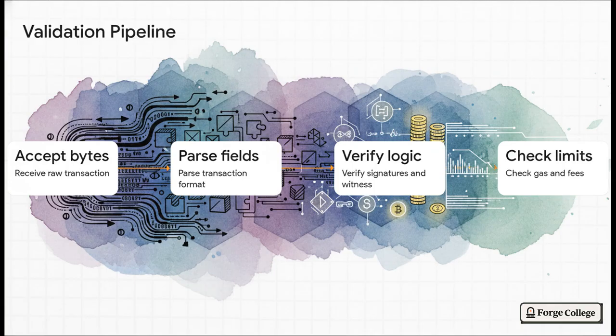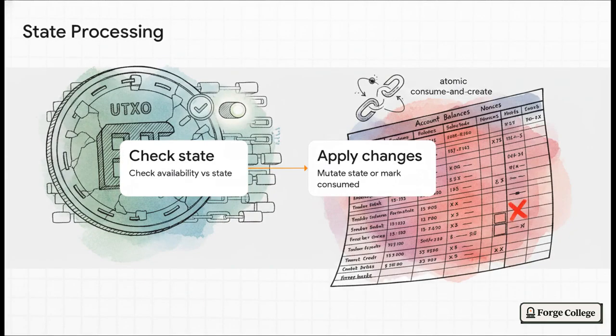The network accepts the raw bytes, parses the fields, verifies the signatures, and checks the resource limits, like your gas and fees. Honestly, it's just standard intake and verification procedure. Nothing too dramatic happening quite yet. But steps 5 and 6? This is where these two engines wildly diverge.